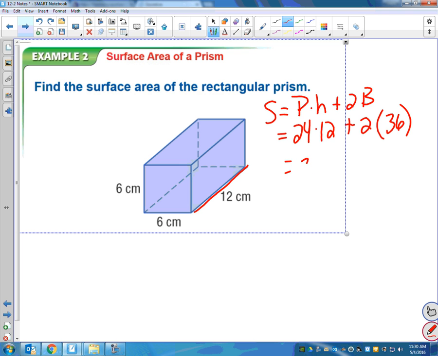Yeah, there you go. 360 square centimeters. Alright? If you just found the area of each one of those rectangles or squares and added them together, you'd still get 360. So if that's how you want to do this, I'm okay with that.